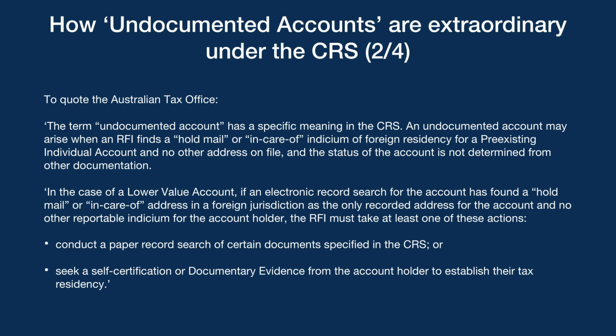determined from other documentation. In the case of a lower value account, if an electronic record search for the account has found a hold mail or in care of address in a foreign jurisdiction as the only recorded address for the account and no other reportable indicium for the account holder, the reporting financial institution must take at least one of these actions. Conduct a paper record search of certain documents specified in the CRS, or seek a self-certification or documentary evidence from the account holder to establish their tax residency.